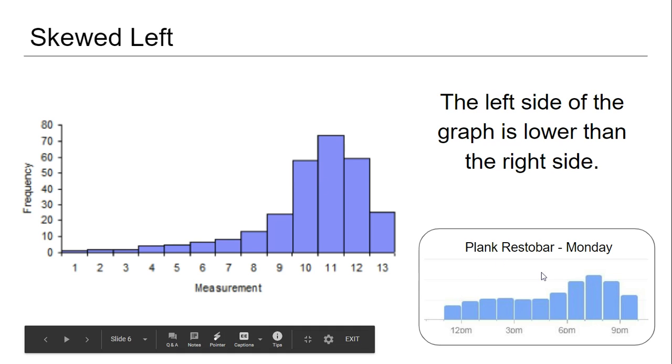My sample graph here is for Planck Resto Bar on a Monday night. If you take a look at their distribution of times here, there's definitely a peak in the evening when people are probably going out for dinner, and it's far less busy during the day. So this graph is lower on the left side than the right side, so it would be skewed left.